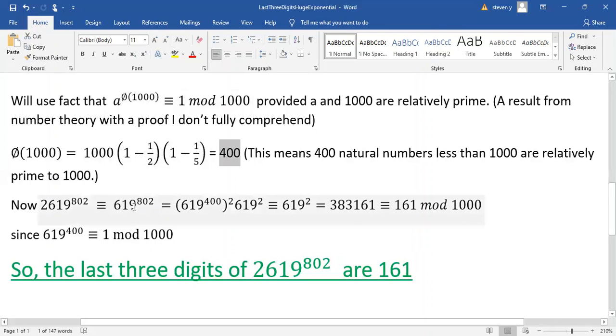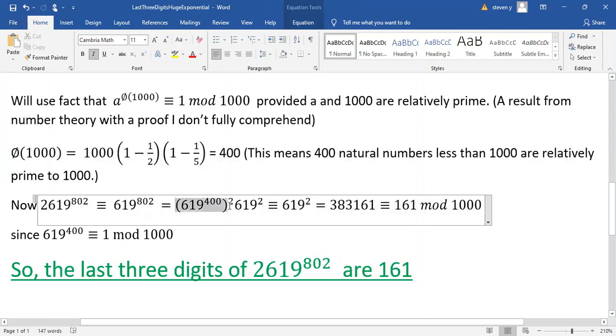Now, the rest of it is fairly straightforward. See how this factorization occurred? Let me highlight the big step right now. There we go. This is getting a little more intelligible, I hope. See how this piece right here is just equal to 1 mod 1,000. So you see how this piece went away and all you're left with is 619 squared. So that original huge number, 619 to the 802, is congruent to just this piece right here.